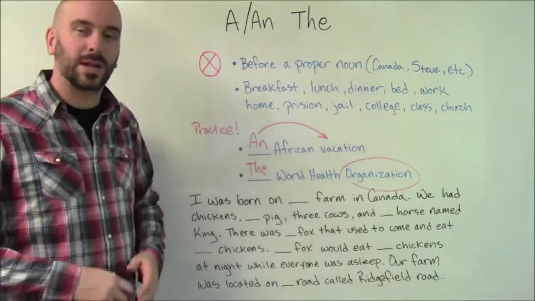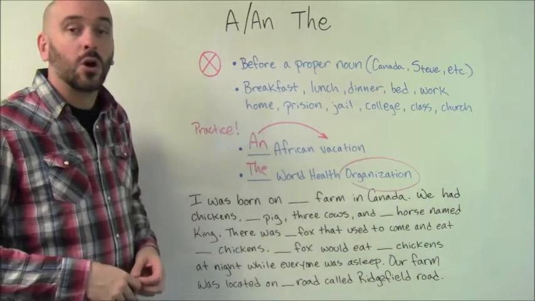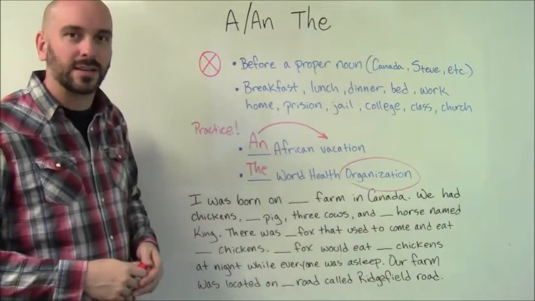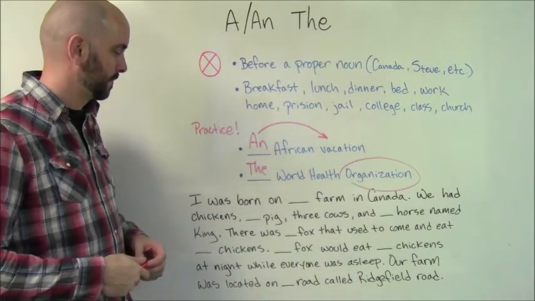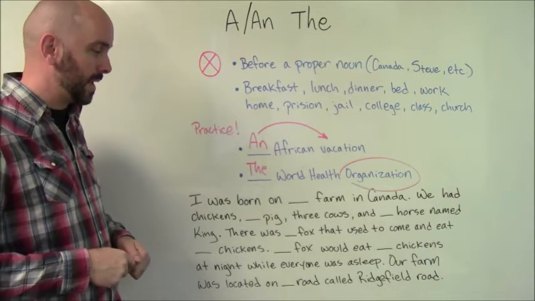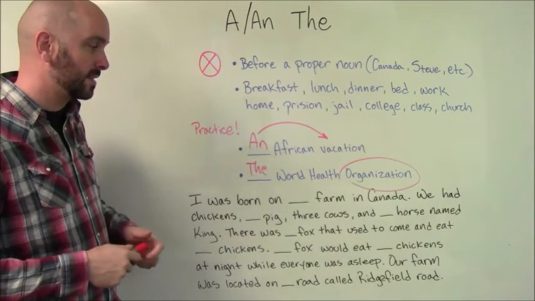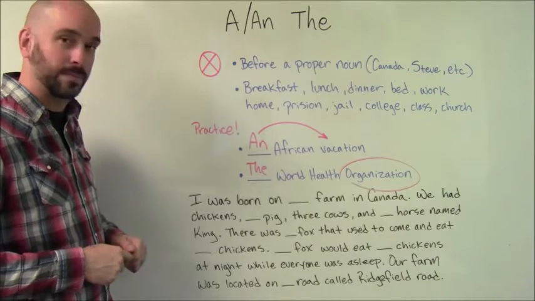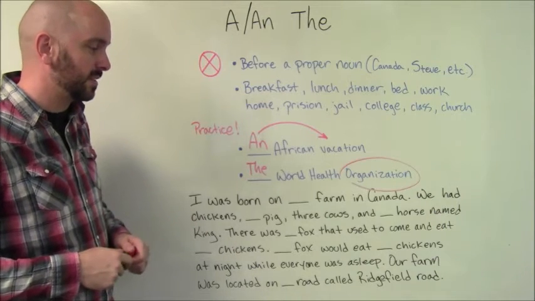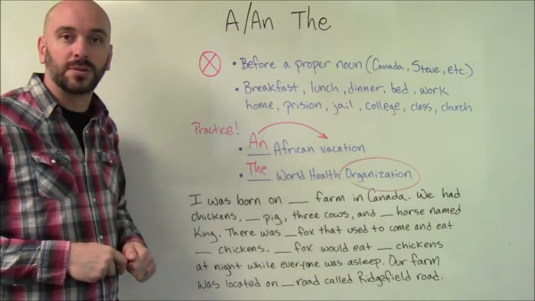Okay, so now let's look at the paragraph I've written. If you need some time, you can pause the video and take guesses for yourself. Or if you'd like to follow with me and hear me read it to you, you can guess while I'm reading. Let's see how many we can get right. I was born on farm in Canada. We had chickens, pig, 3 cows, and horse named King. There was fox that used to come and eat chickens. Fox would eat chickens at night while everyone was asleep. Our farm was located on road called Ridge Valley Road.